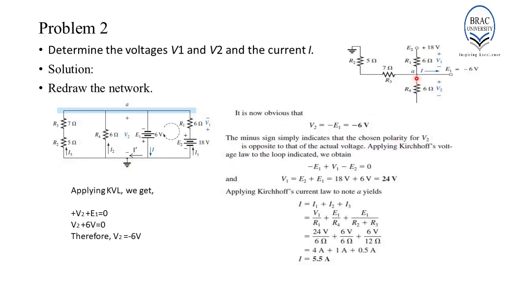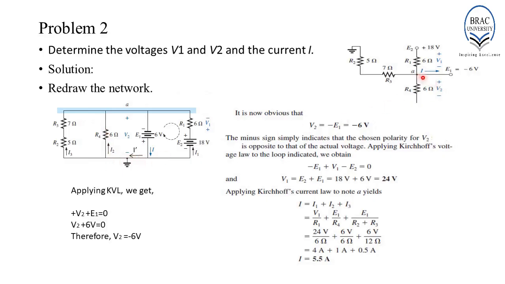Then we have another branch at node A which has only one resistor, R4. Since the other end of R4 has no connections, you have to assume that this terminal is connected to the ground. This is node A. From here we will draw R4, and the open terminal of R4 is connected to the ground.